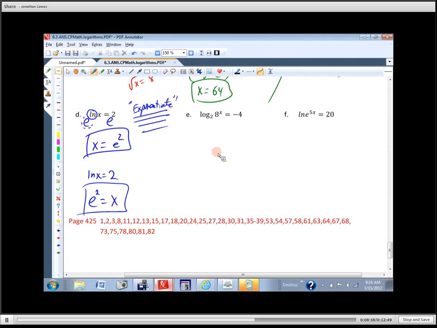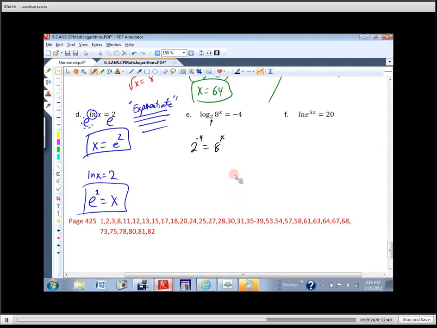Chase, what's our first step on example E? You do 2 to the power of -4. Okay, he's using the right words there. 2 is the base. This is the answer to the logarithm, so it's the exponent. So that's a -4. And then over here, what do we put, Chase? 8 to the power of x. 8 to the power of x. Okay.